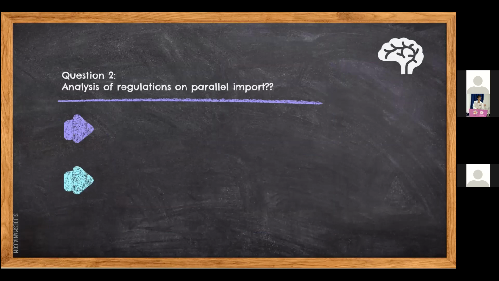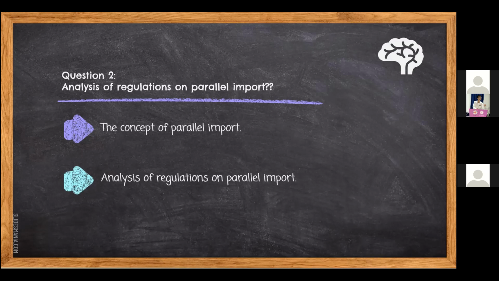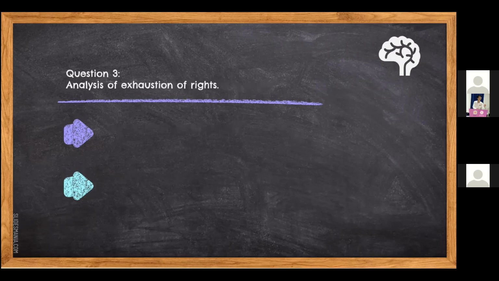In question two, we talk about the analysis of regulations on parallel import. In this question two, we have two sections: the concept of parallel import and the analysis of regulations on parallel import. And in question three, we talk about the analysis of the doctrine of exhaustion of rights. We have two sections: the notion of exhaustion and the mechanisms of exhaustion.